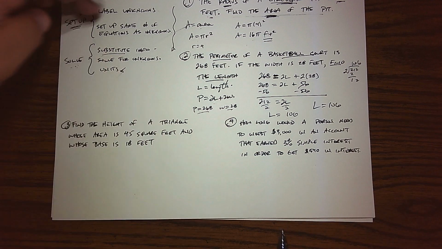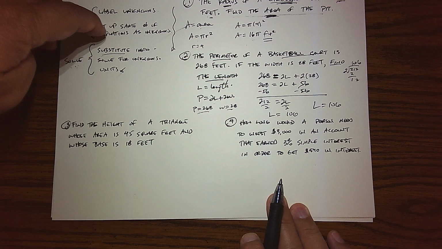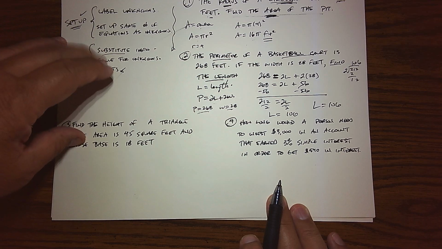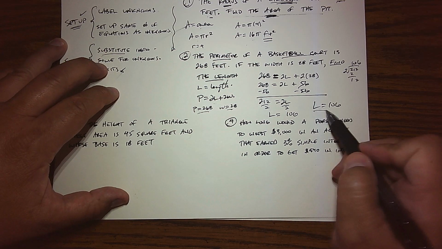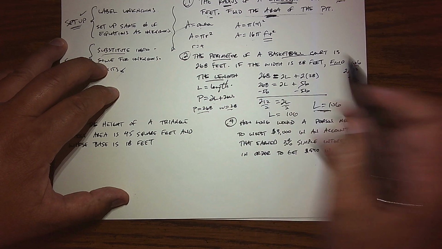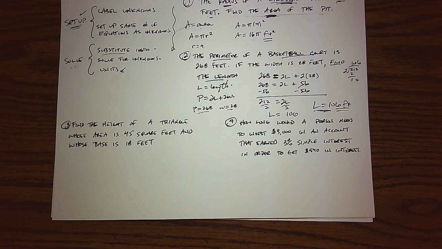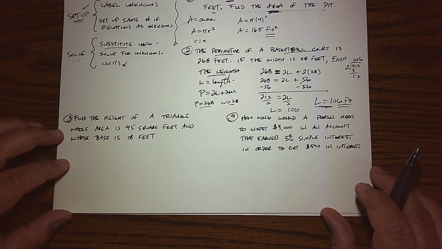So we've labeled our unknowns. We found the equation, right? We created the one equation we needed. We substituted values, I solved for the unknown, and then last but not least, what are my units? Well, we're measuring a length. Everything is measured in feet. So our final answer is 106 feet. So again, please show me all those steps so you'll get full credit.